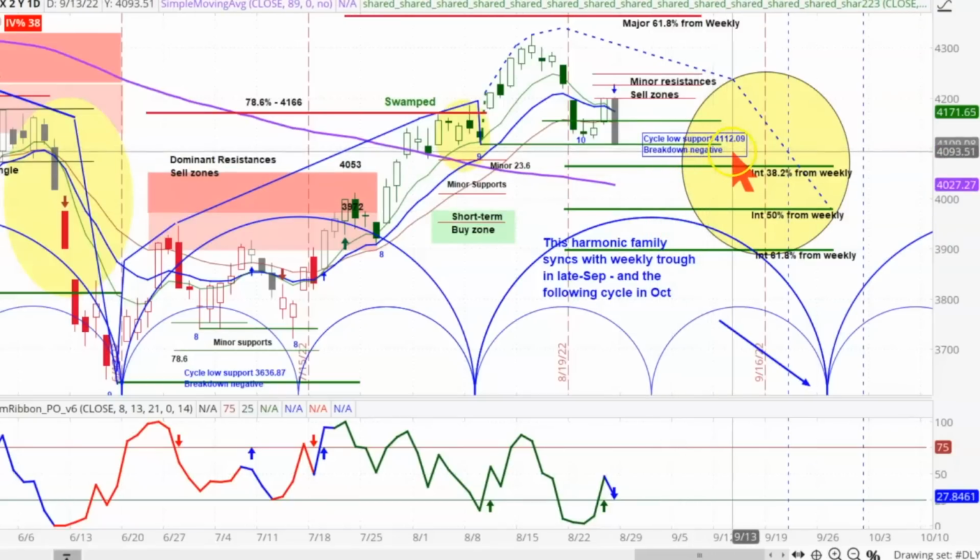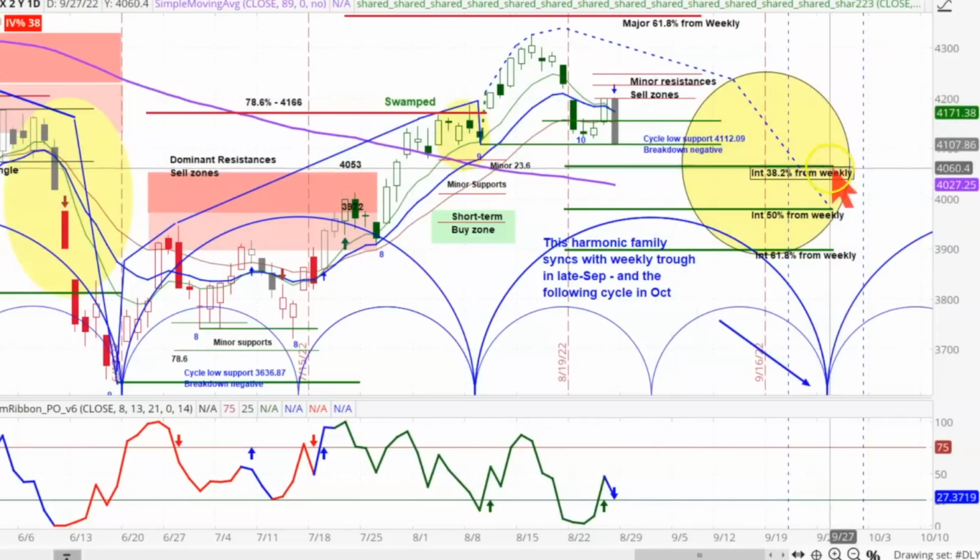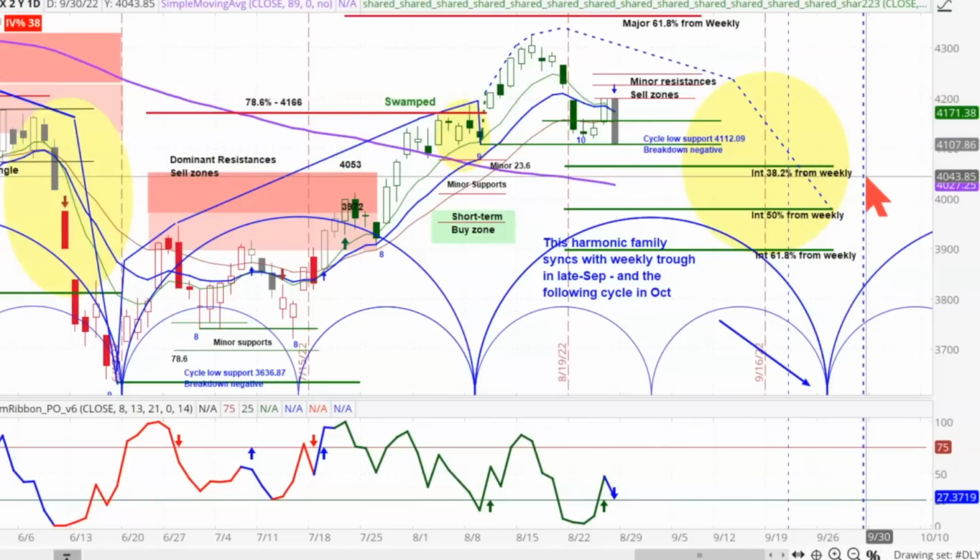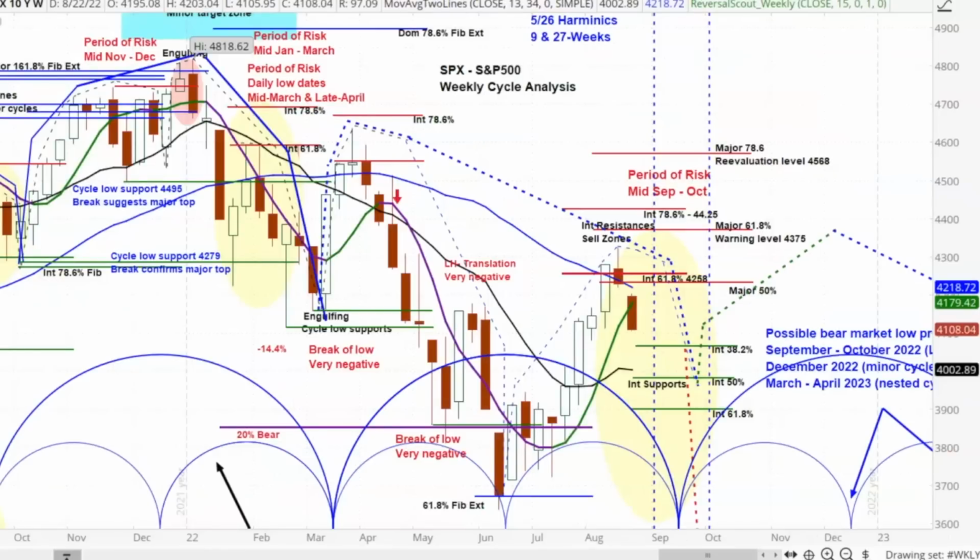Probably another attempt of a bounce in here. And then this is a big period of risk where they could really throw them away. And you got to be real careful in this period in here of mid-September to late September, early October. There is a lot of risk during that time period. So that's a look at the daily. This is a look at the weekly, all in periods of risk right now.